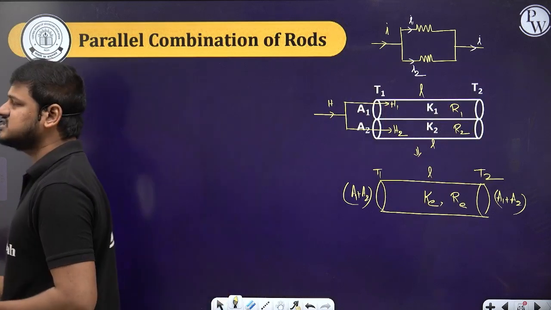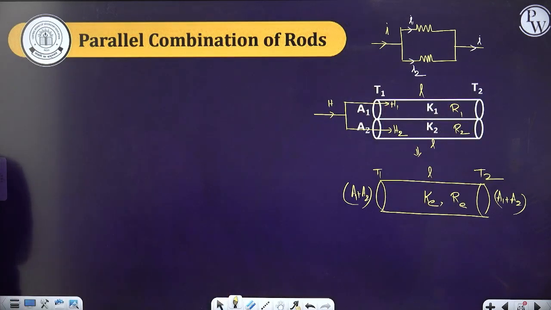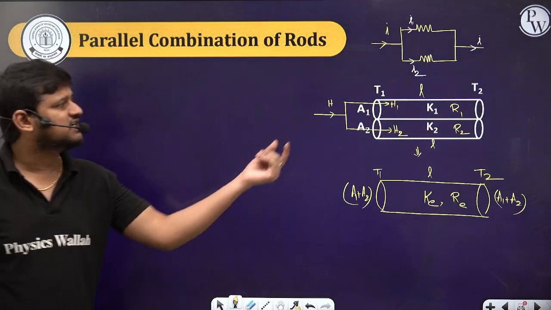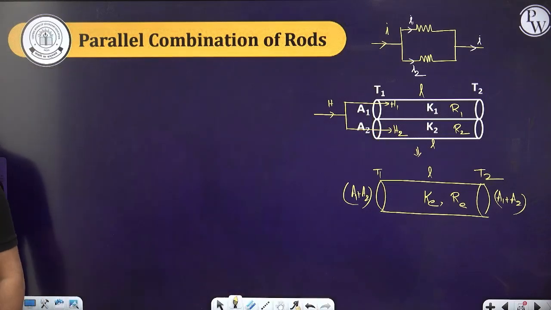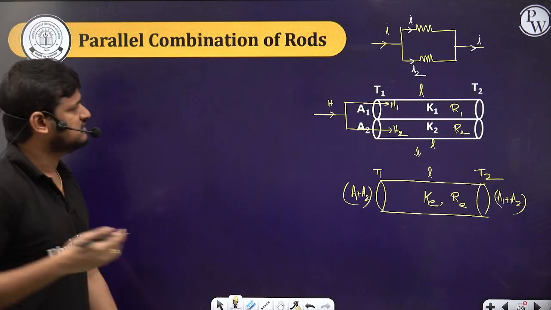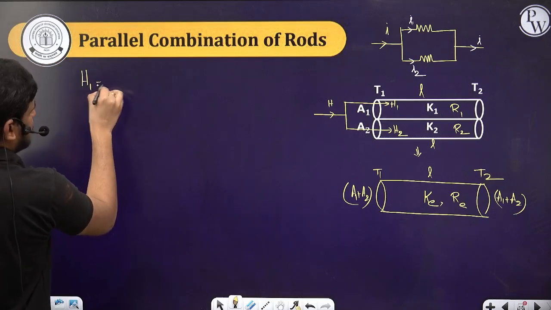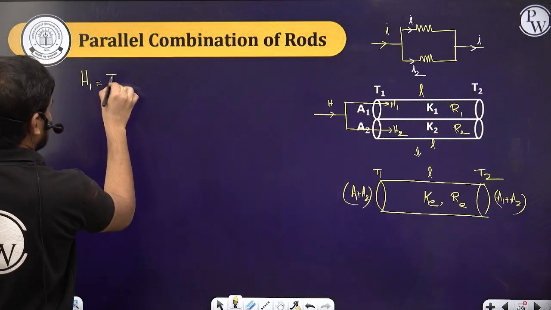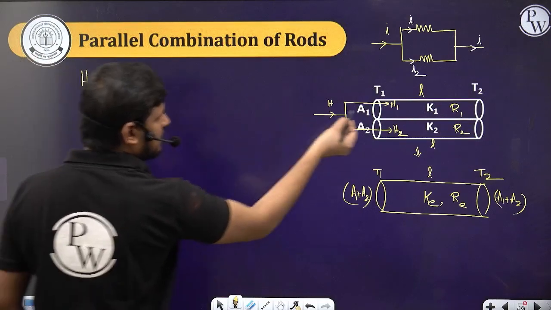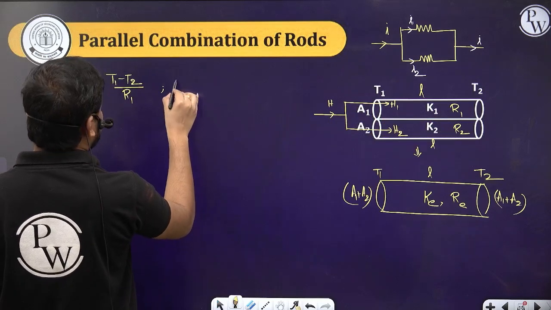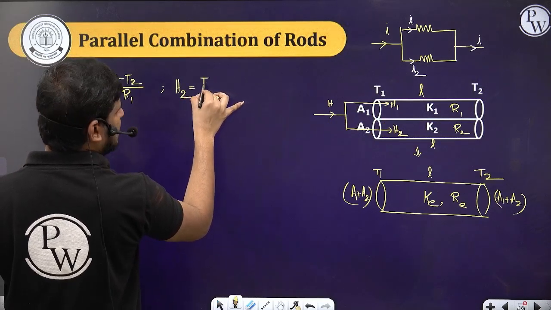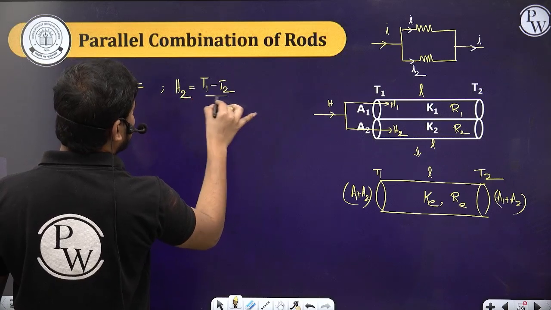So can you write the equation same as we previously wrote for the series combination? Similarly you can write for H1, H2. See here the heat currents are different. H1 equation, H2 equation you have to write. So what is H1? H1 is the temperature difference T1 minus T2 by the thermal resistance R1. And then H2 is equal to T1 minus T2 again by R2.